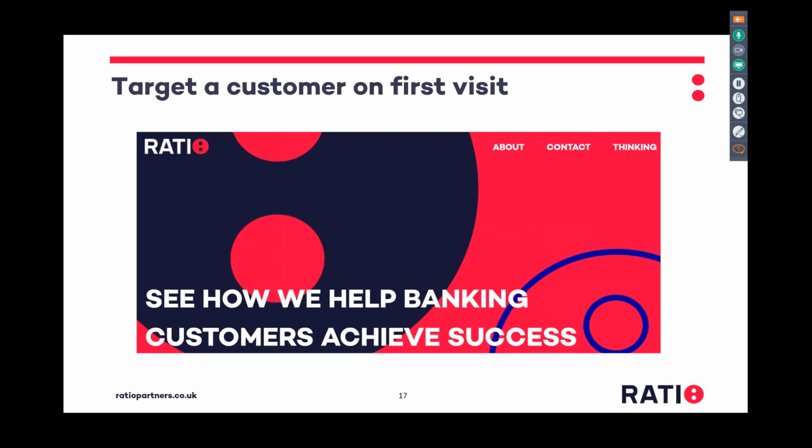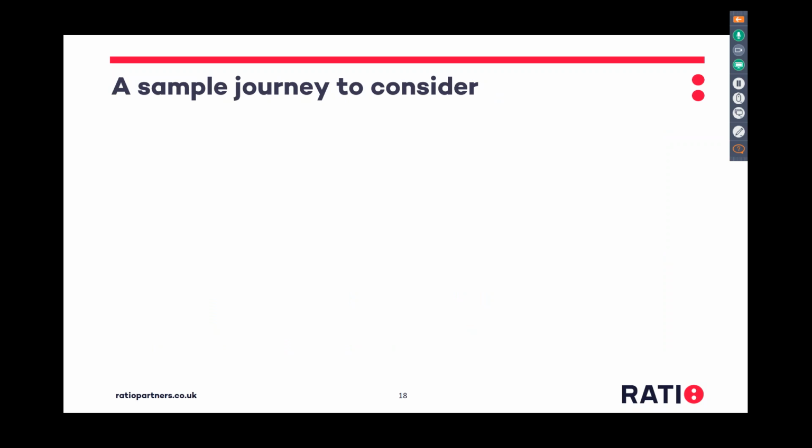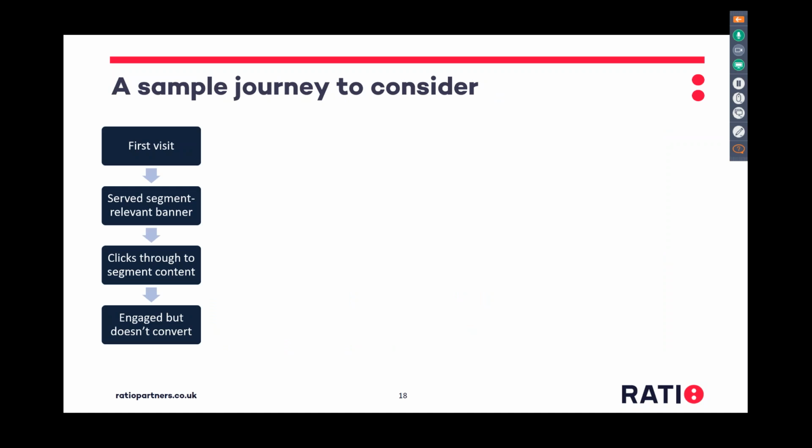So looking at, okay, on first hit, we're going to serve them information about how we help banking customers achieve success. So it's our first hit, trying to be relevant. We don't know much about them, exactly what they're interested in yet, but what can we do to try and make things more relevant? So that's first hit. But then we want to look at what journey we're going to take them on afterwards, and this is where it gets quite interesting.